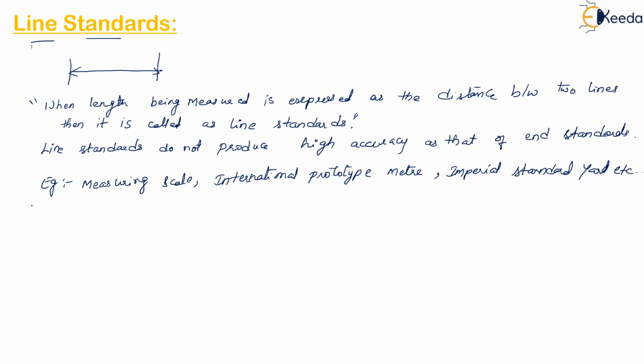So now what are the characteristics of line standards? How can you categorize the line standards? So the first one, the scales can be accurately engraved, but it is difficult to take full advantage of the accuracy. Because in line standards we are using scales, we can accurately engrave them. The markings on the scales can be accurately made, but we cannot get full accuracy when we are measuring.